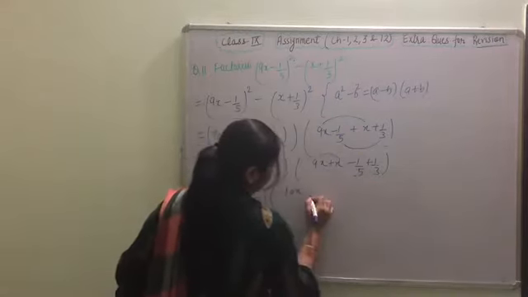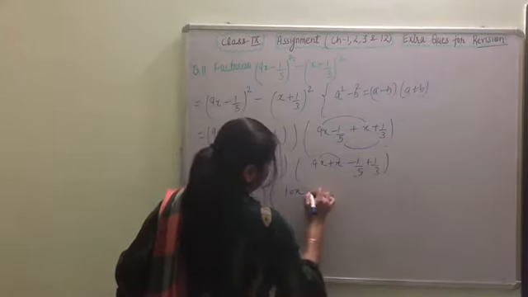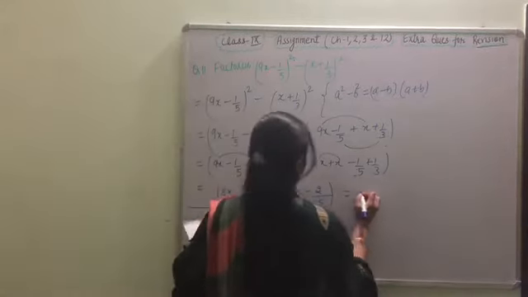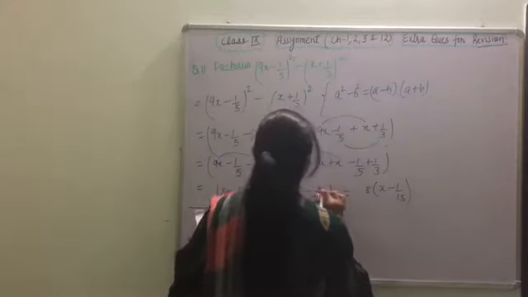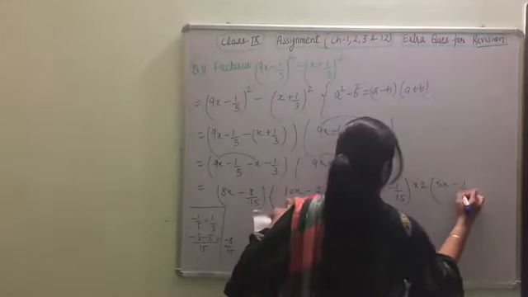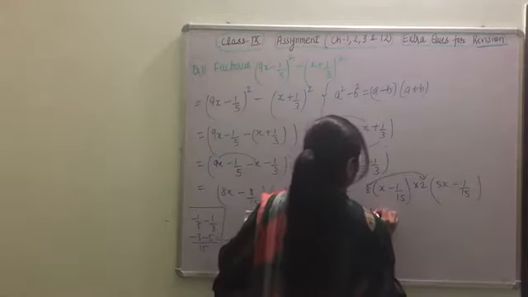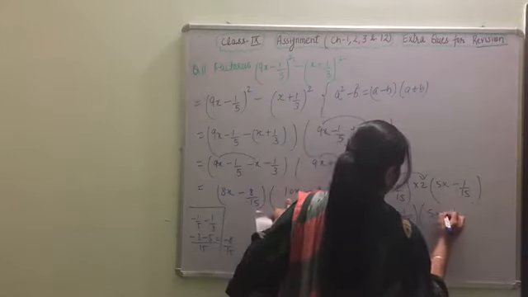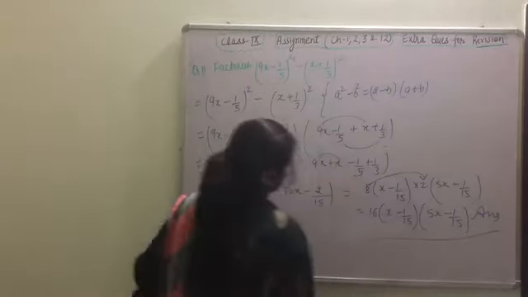And the second factor is 10x. Again LCM is 15, minus 3 plus 5, minus 2 by 15. We can take 8 as common out from the first term, x minus 1 by 15, and 2 we can take as common out from the second term, 5x minus 1 by 15. 8 2s is 16. 16 into x minus 1 by 5 into 5x minus 1 by 15. This is the final answer.